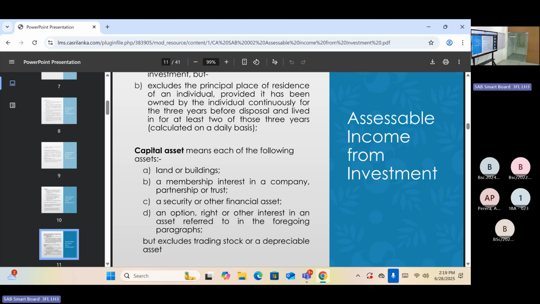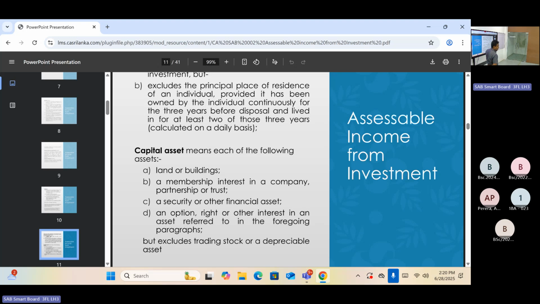Membership interest of a company means shareholder. That means members' ownership. So a share of a company, ownership of a partnership, or ownership of a trust is treated as a capital asset. So land or building, definition is land or building, and membership interest in a company, partnership or trust is also a capital asset.